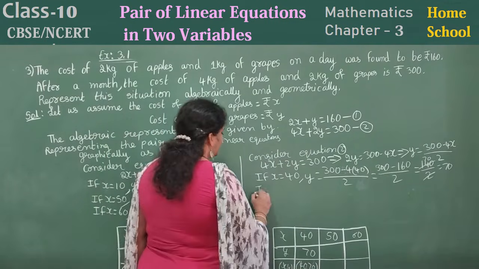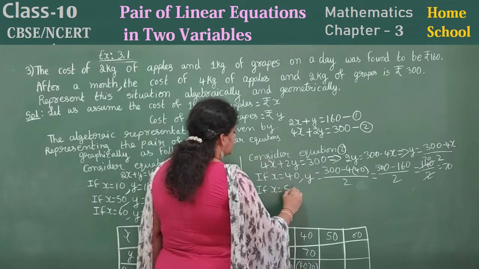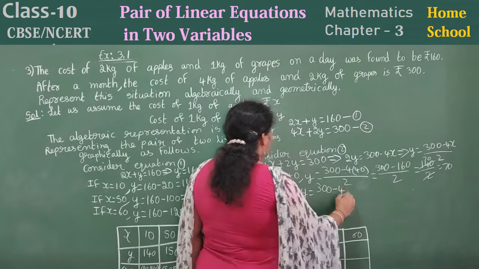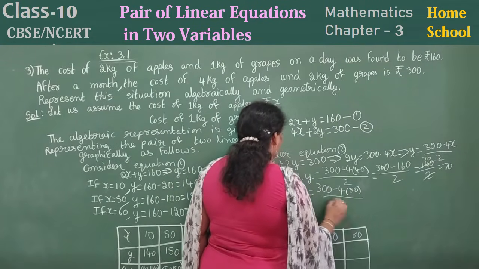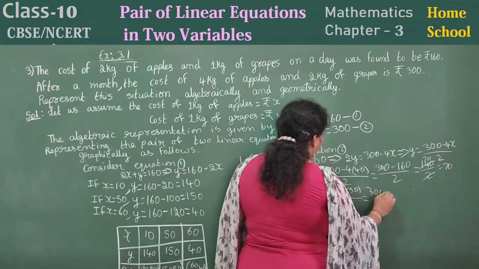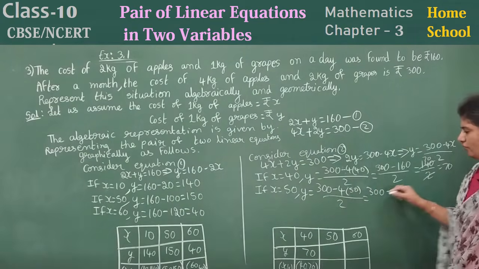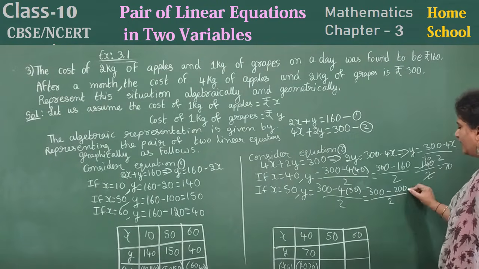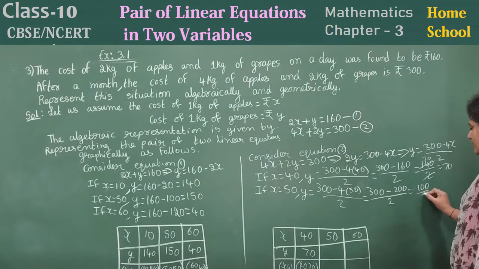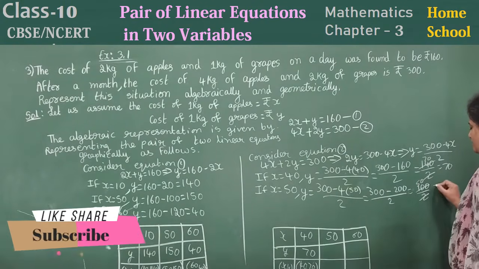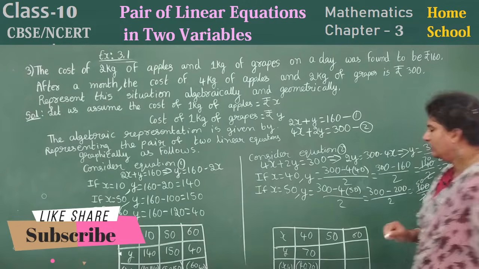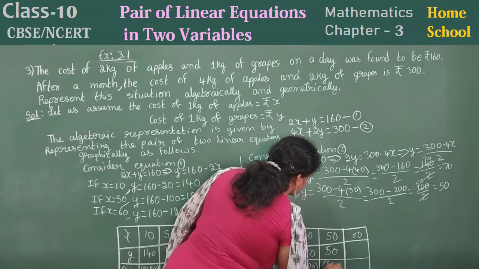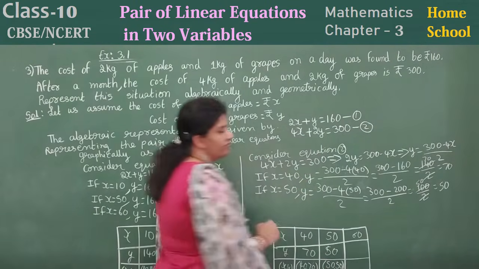Okay, so take the second value. If x is equal to 50, y is equal to 300 minus 4 into 50 by 2, that will be 300 minus 4 5s are how much? 20, that means 200 by 2. 300 minus 200 will be 100. 100 by 2 will be 50. Okay, so if this is 50, this is also 50. So coordinate is 50, 50.